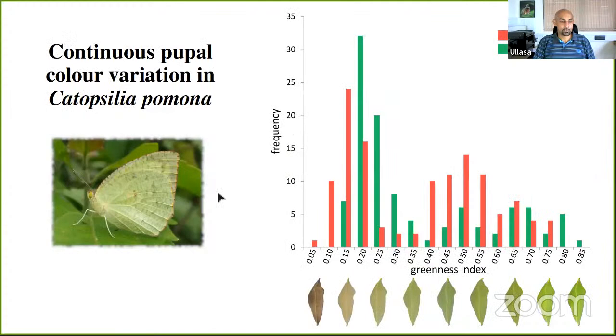And in another butterfly, we have found that pupal color is not just green and brown, but there's a continuous variation. So here we have the distribution of pupal color morphs in the wild. The red ones indicate what you find in the wild, and the green ones are what we get when grown under lab conditions. As you can see, there's a continuous variation. The reaction norm seems to be continuous. It's not a polyphenism. Of course, it seems to be bimodally distributed.